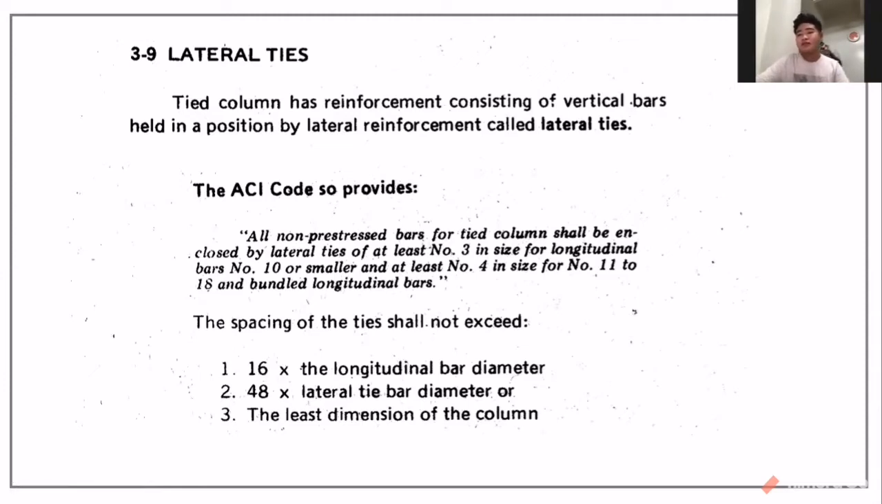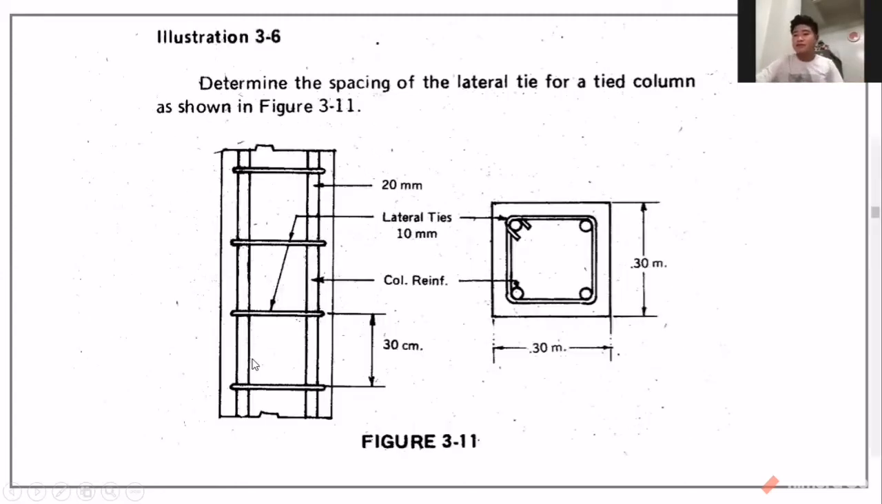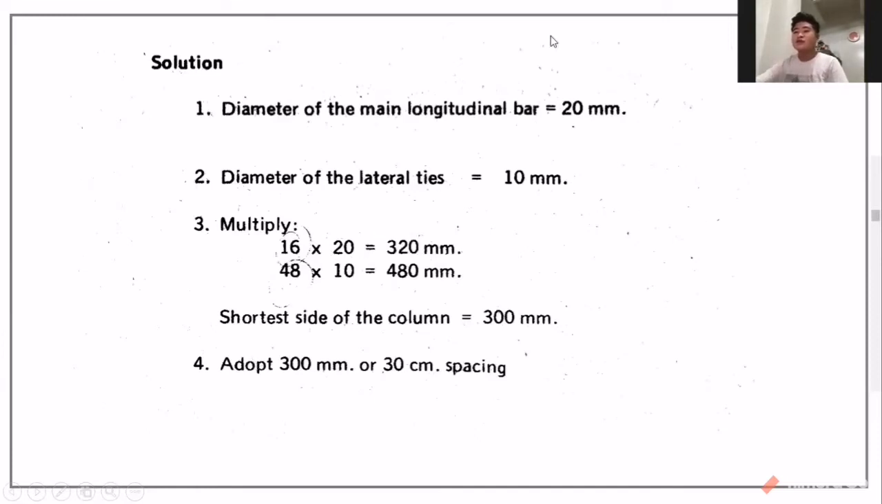I'm sorry, but I will repeat this. So the spacing of ties shall not exceed 16 multiplied by the longitudinal bar diameter, and then 48 multiplied by the lateral tie bar diameter. It seems I made a mistake in what I said earlier. Sorry. So let's continue. We have 20 millimeter and then 10 millimeter. So this is our longitudinal bar.